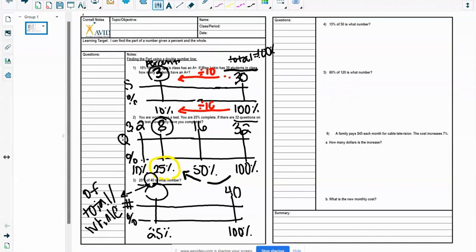Okay, so again, however you want to get to 25, I would probably half it to 50 and then half it again to 25. But it's up to you however you want to go. You could also go straight there. It's totally up to you. So 50% would be 20. So 25% would be half of that, which would be 10. Okay, so that's our first method.